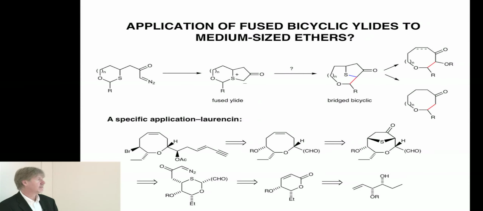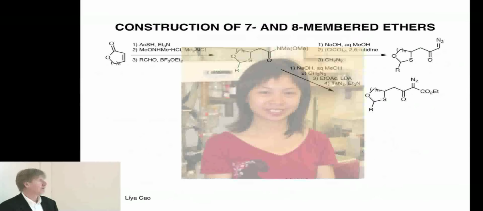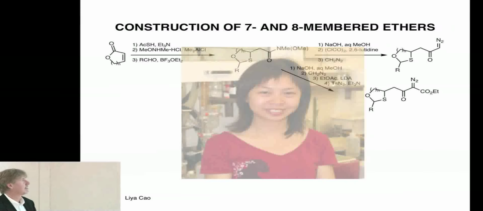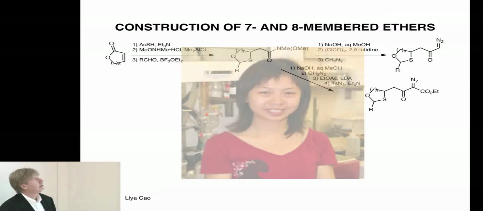We thought we could make Lawrencin from this known precursor, and we thought we could make this precursor rather quickly from this sulfur bridge system, which would come from this mixed monothioacetal. So that methodology was developed recently by my student Leah Kale. There's Leah. And what she did was she made these mixed monothioacetals from lactone precursors and converted the Weinreb amide into either the diazoketone or the corresponding keto ester with the diazo in between.